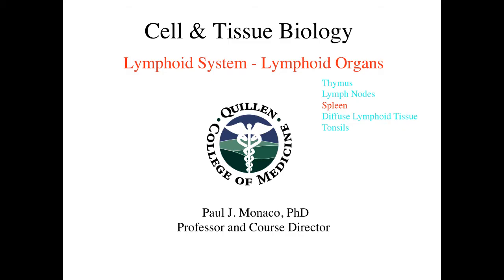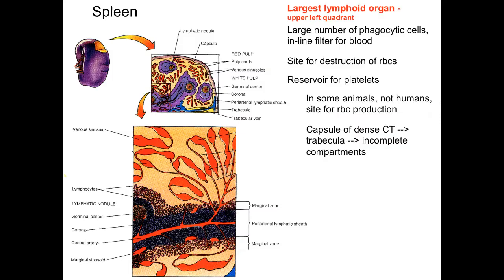Here we are continuing our presentation on the lymphoid system, and this presentation is going to deal with the spleen. Now, the spleen is the largest lymphoid organ. It's found in the upper left quadrant. It's got a large number of phagocytic cells, and the spleen serves as an in-line filter for blood.